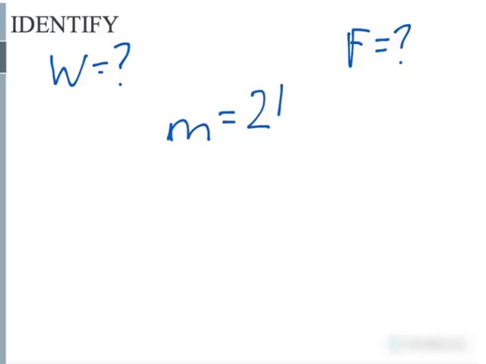So under identify, we have an object. We can go ahead and label any relevant concepts, variables, and the target variables that we're looking for. So we are looking for the weight, and we are also looking for the force. For this problem, we are given that the mass, which is going to be labeled as m, is given as 2 kilograms.